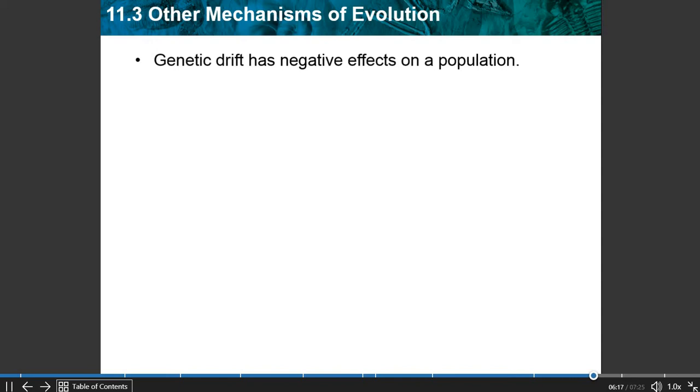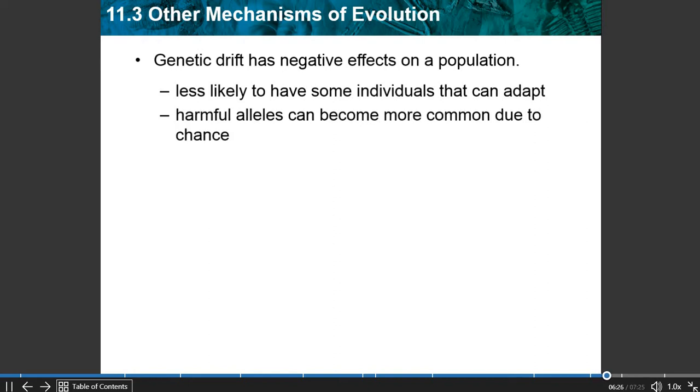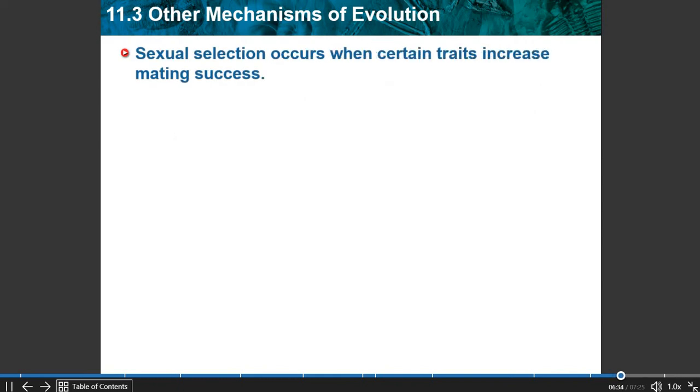Genetic drift has negative effects on a population, as it makes it less likely to have individuals that can adapt. Harmful alleles can become more common due to chance. So it's not always a good thing, but it's going to allow for the organisms to change.